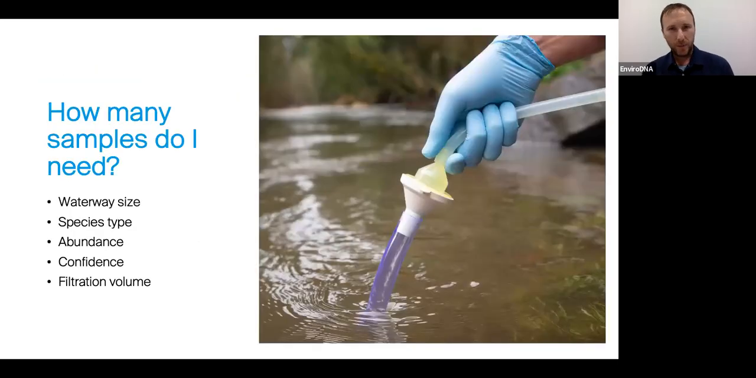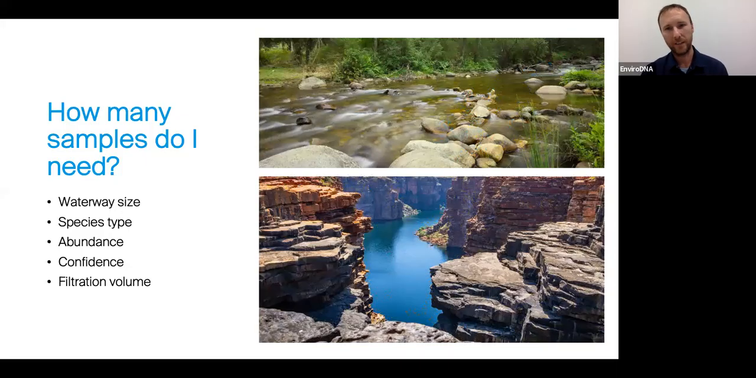So this is possibly the second most common question I get: how many samples do I need to take at a site to detect my species of interest? And even though there's a lot of things that influence that, and I've just kind of listed a few of those things here, I'm going to show you some actual good data that shows it's remarkably similar between species. But obviously things like waterway size, a small creek versus a giant river, are providing very different environments.